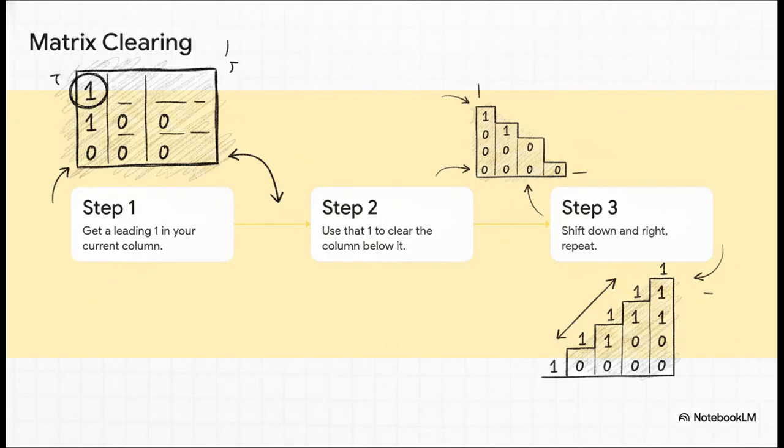So here is our conceptual map. This is our algorithmic master plan, designed to keep you from getting lost when those numbers inevitably start turning a little chaotic. Step 1. In your current column, get a leading 1. Step 2. Use that 1 to clear out all the numbers in the column directly below it, turning them into zeros. Step 3. Shift down and to the right. And just repeat the process. We are systematically building a perfect staircase of 1s right down the matrix.